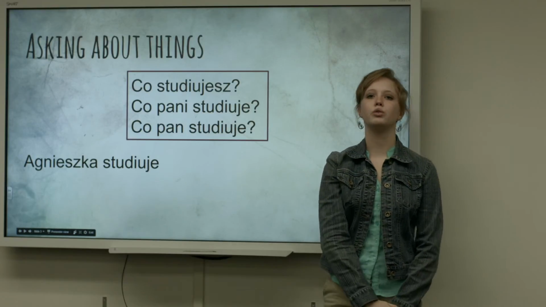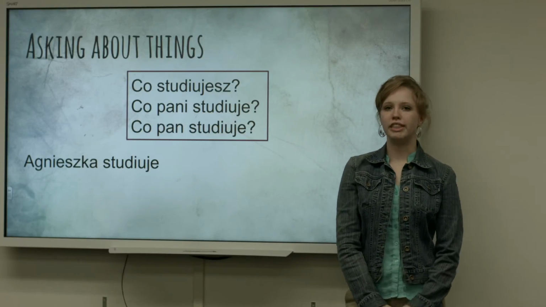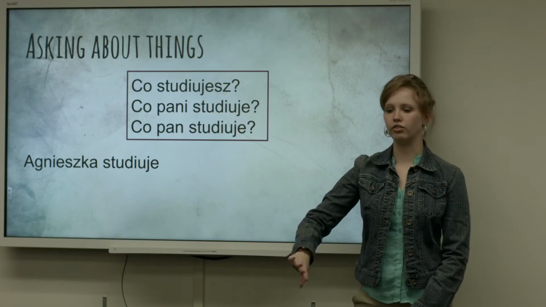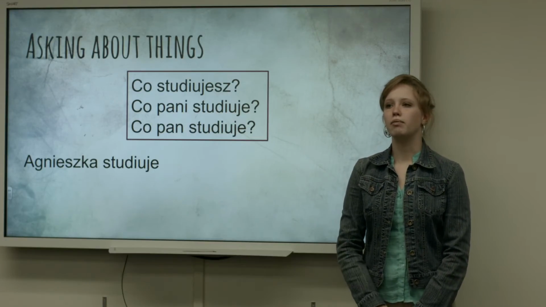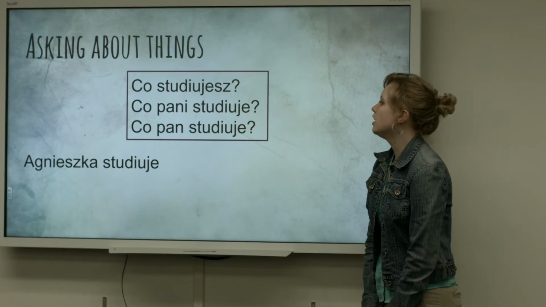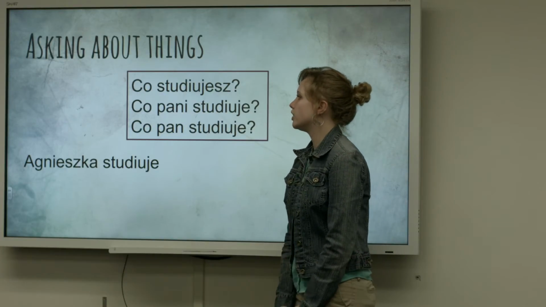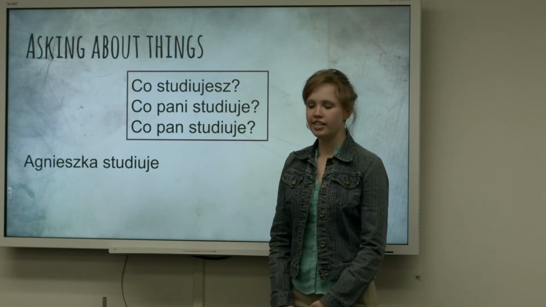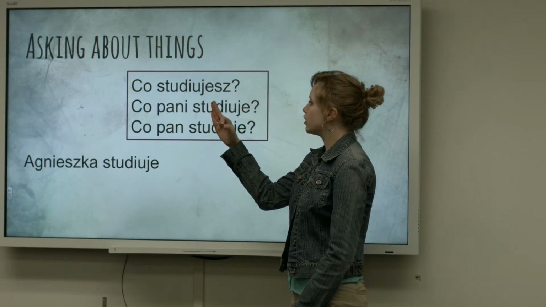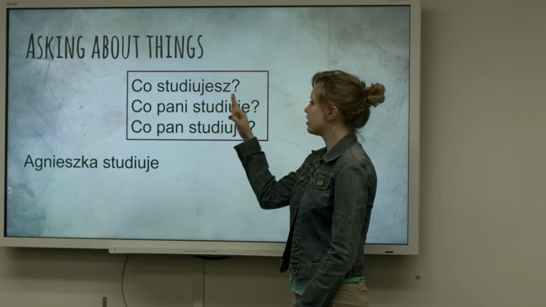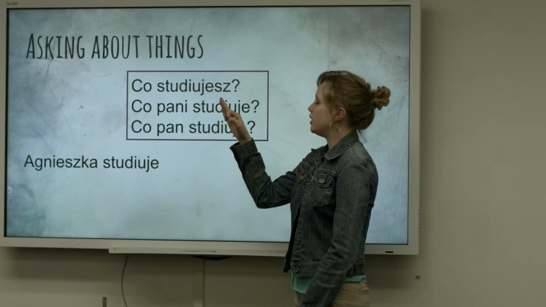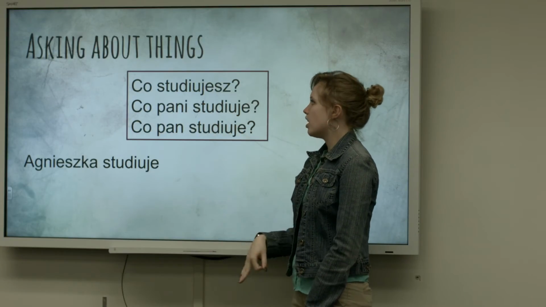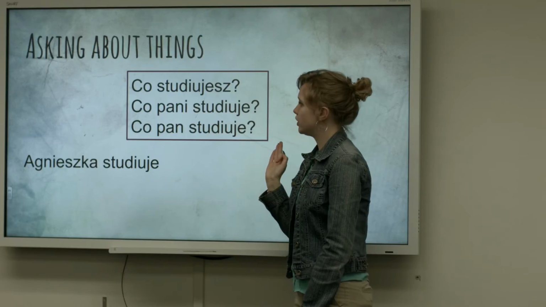And just as before, how we use the verb znać, which means to know, particularly to know someone. There's a different verb for to know about things rather than people. Here we're going to talk about things using the verb studiować, which means to study, but conjugated into the second person singular and third person singular. We have co studiujesz, co pani studiuje, co pan studiuje. So all of these mean what do you study.